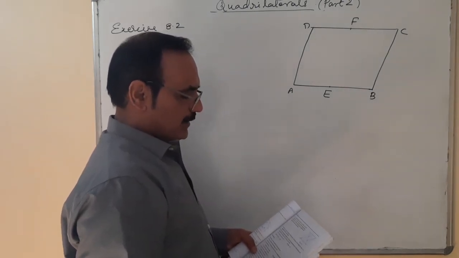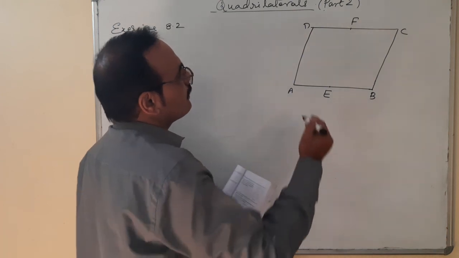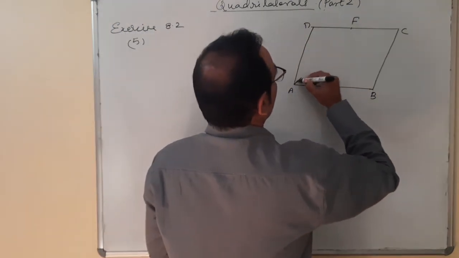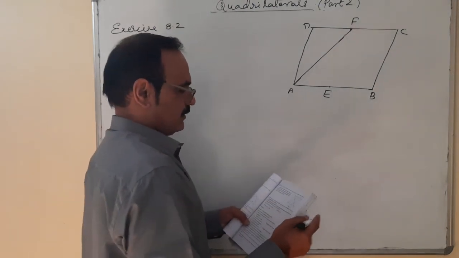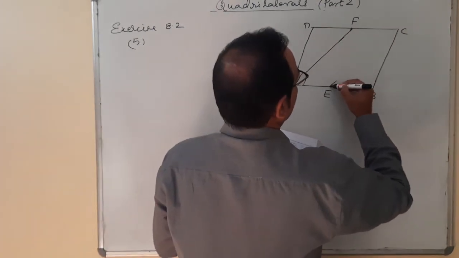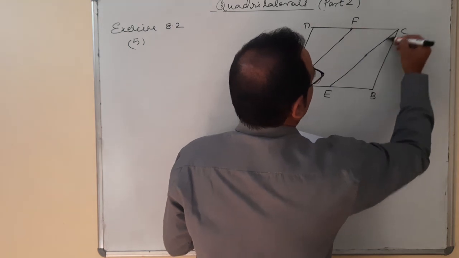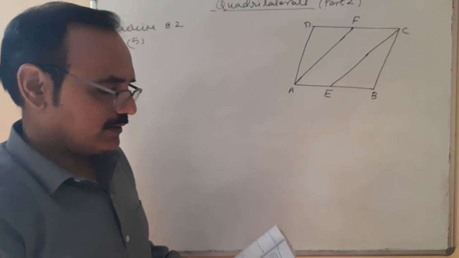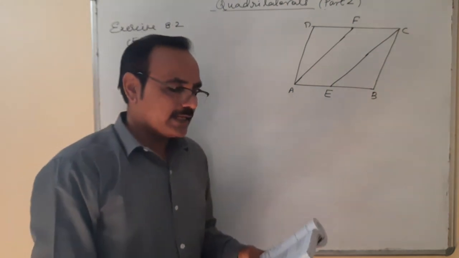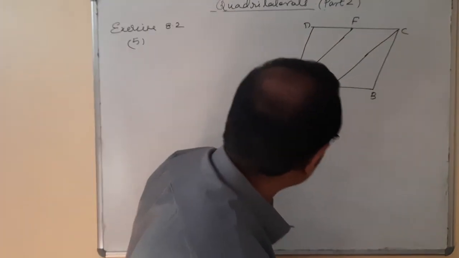Show that line segments AF and CE trisect the diagonal BD.